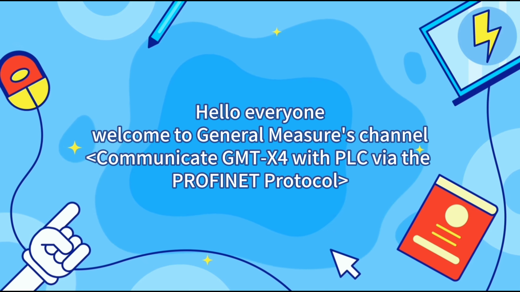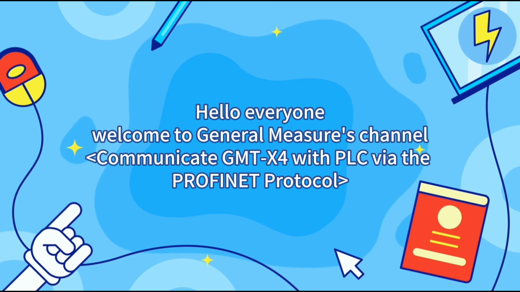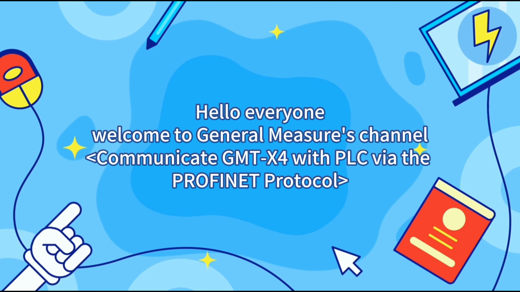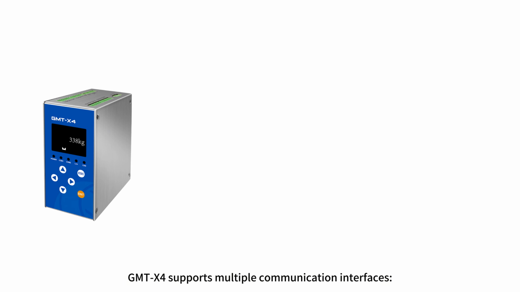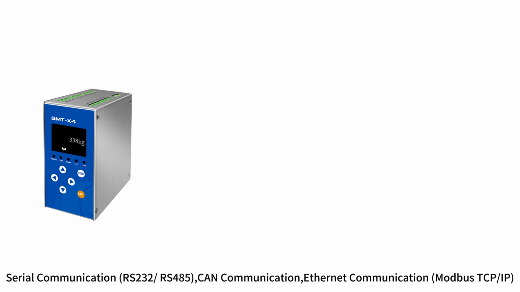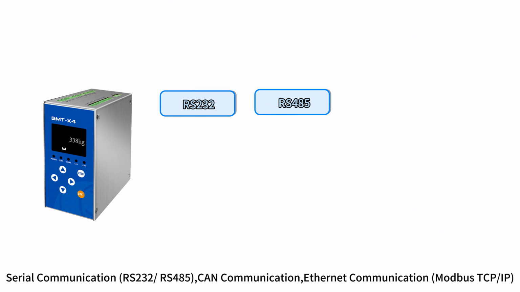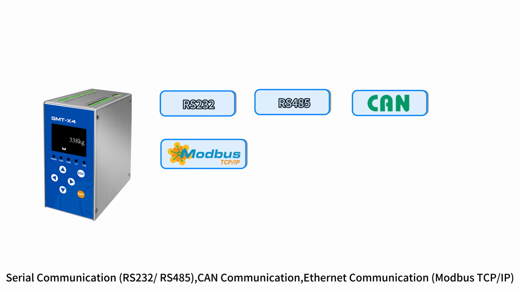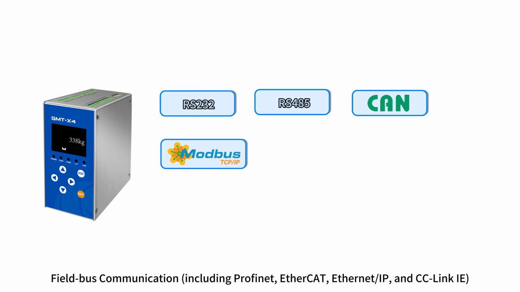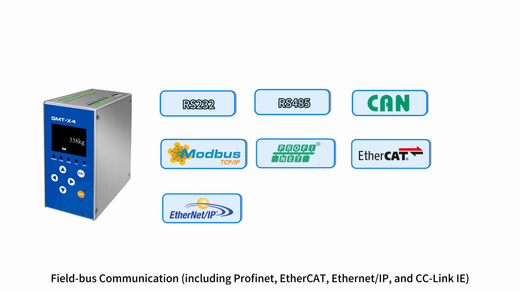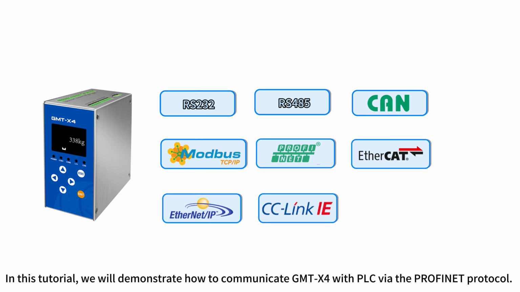Today we'll explain how to communicate GMT-X4 with PLC via the PROFINET protocol. GMT-X4 supports multiple communication interfaces. Serial communication, RS-232, RS-485, CAN communication, Ethernet communication, Modbus, TCP/IP, field bus communication, including PROFINET, EtherCAT, Ethernet IP, and CC-Link IE. In this tutorial, we will demonstrate how to communicate GMT-X4 with PLC via the PROFINET protocol.